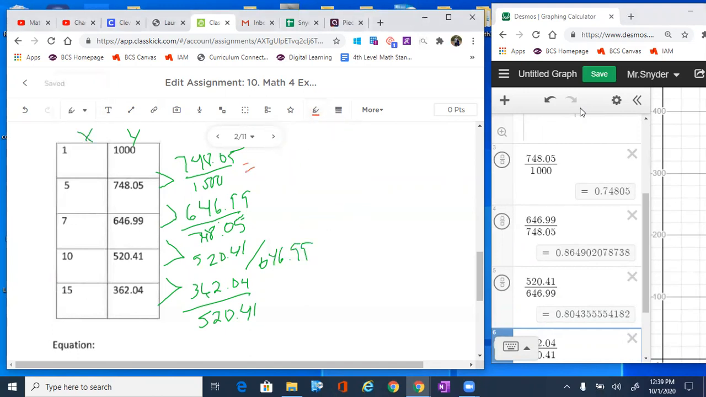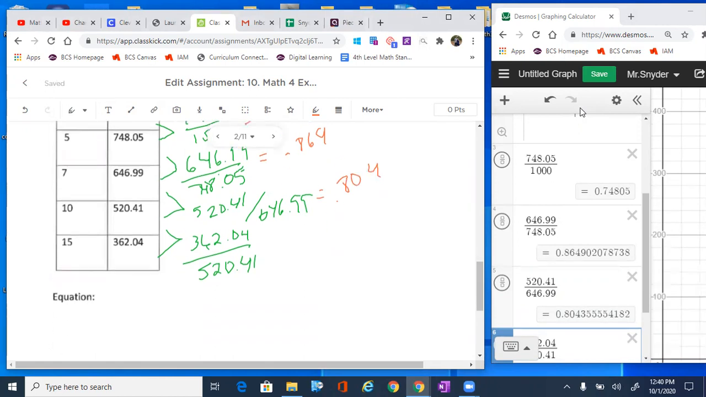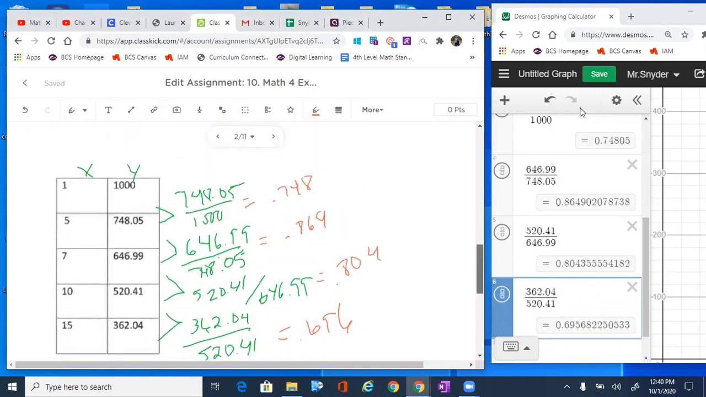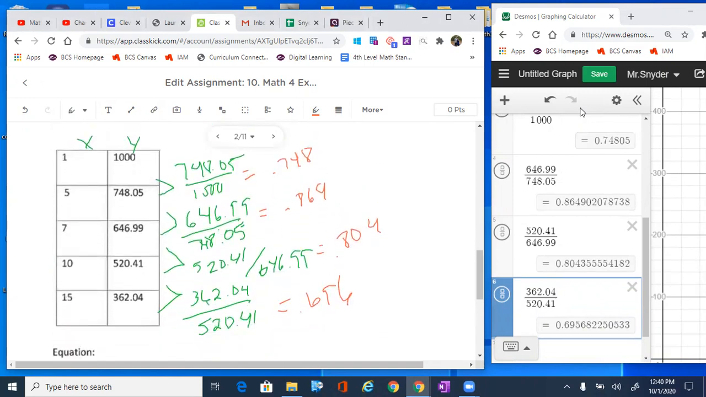So 748 over 1,000 is 0.748. The next one is 0.864. The next one after that is 0.804. And the next one after that is 0.6956, so we'll just go 0.696. Now, the problem with this information is that the rates are different, and in order to write an exponential equation, the rates all have to be exactly the same.